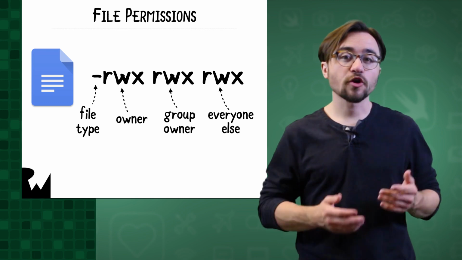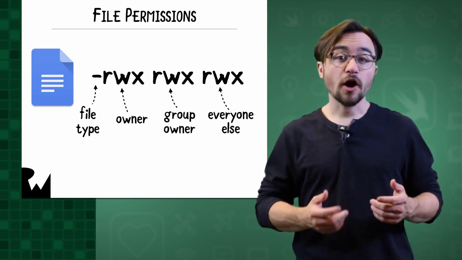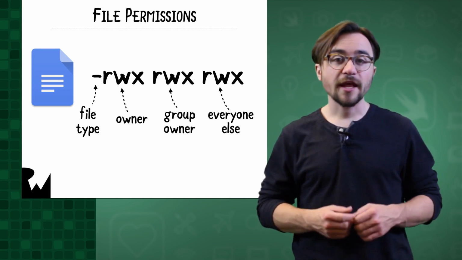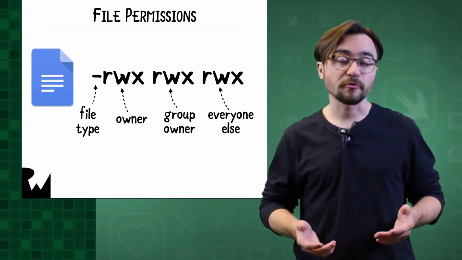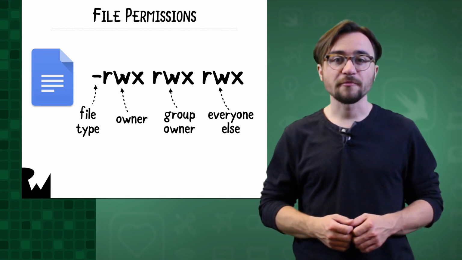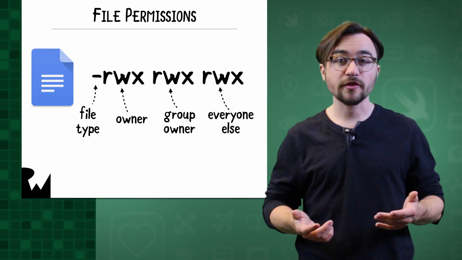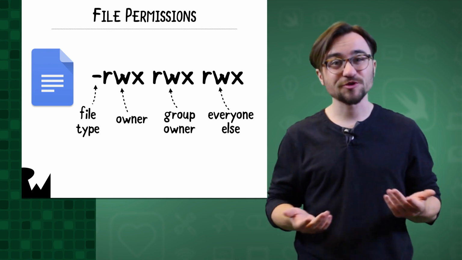As you can see, it always goes RWX. The R stands for read permissions, the W stands for write permissions, and the X stands for executable permissions if it's an executable file. At each of these slots, if you see a letter, that means you do have permission to do that thing. If you see a dash, that means you don't have permission.